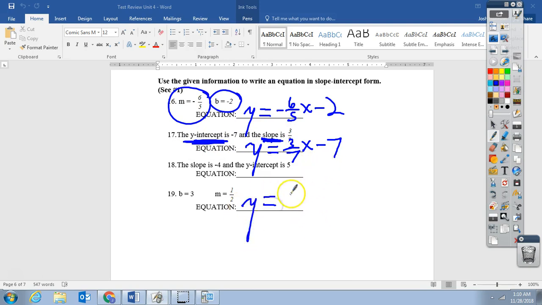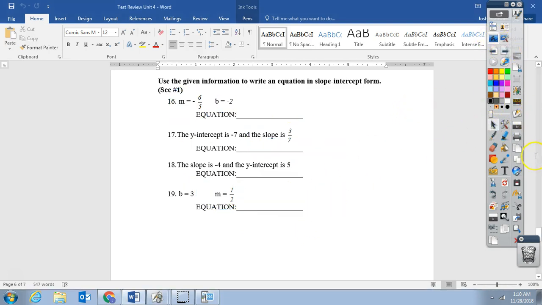y equals 1/2 x plus 3. My m, my b. Just got to plug them in. You just got to know the slope-intercept form.